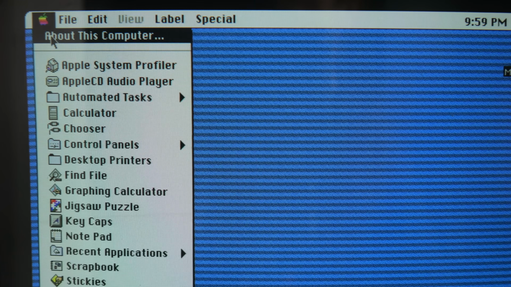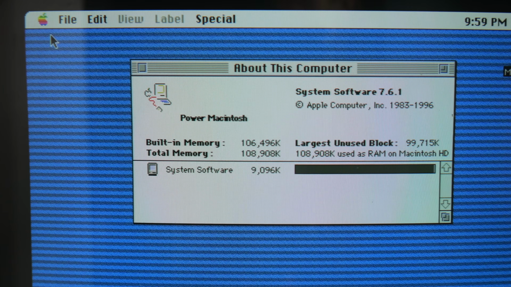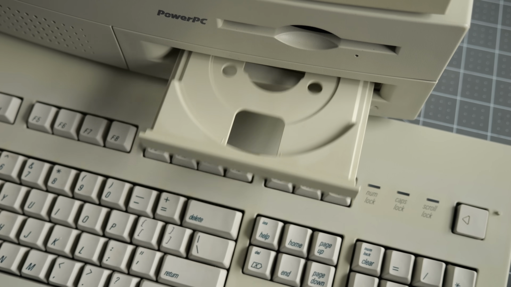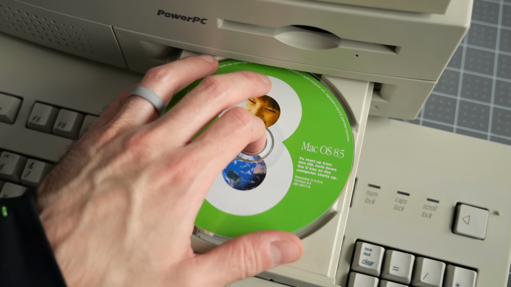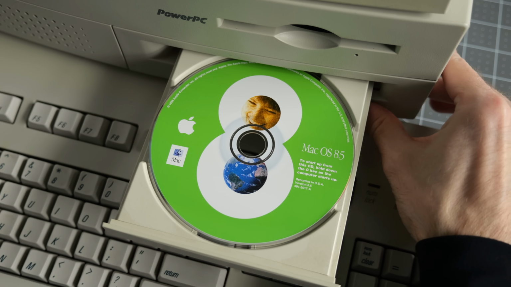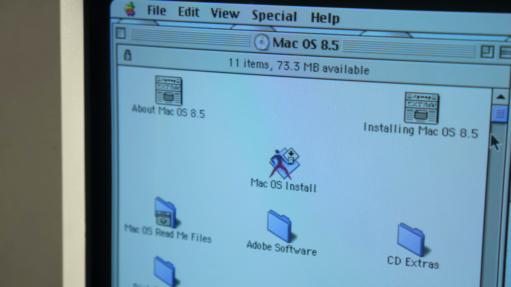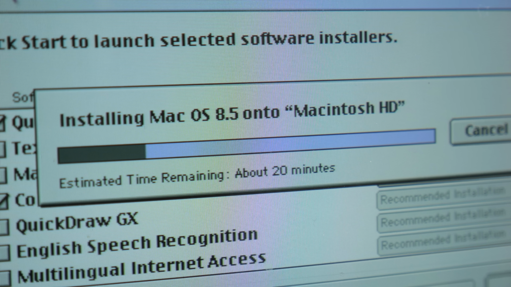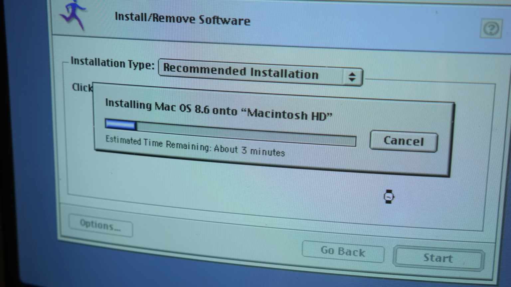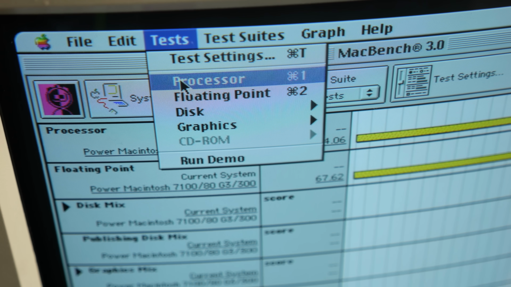All of this testing was done on macOS 7.6.1. Later versions of the classic Mac operating system increasingly added more PowerPC native code, so less was being run in 68K emulation, and I was curious how the numbers would look if I upgraded. I bumped the 7100 up to macOS 8.6, which I've found to be a sweet spot in terms of reliability and performance, and then ran the test again.